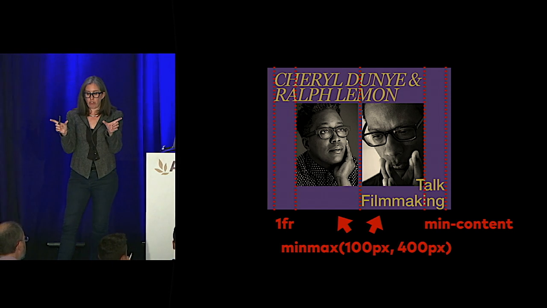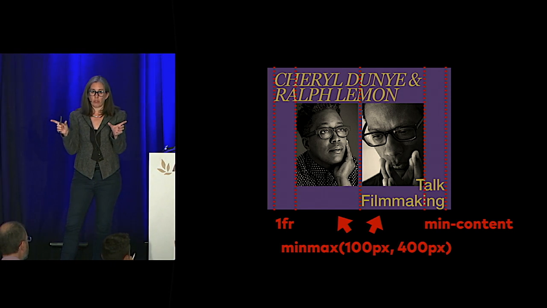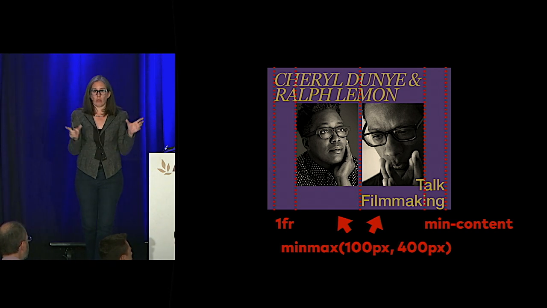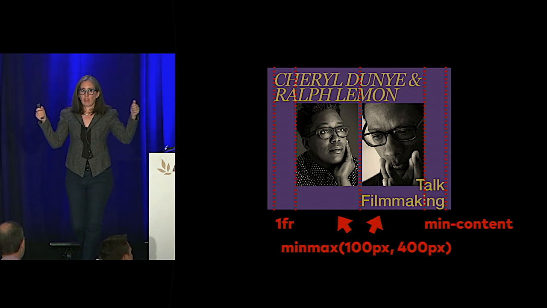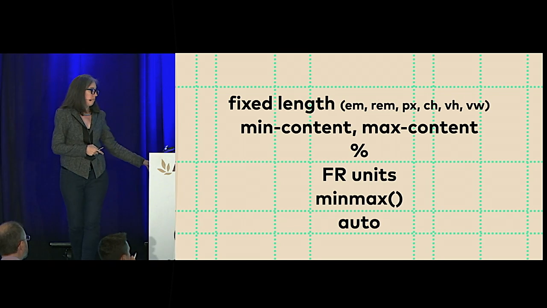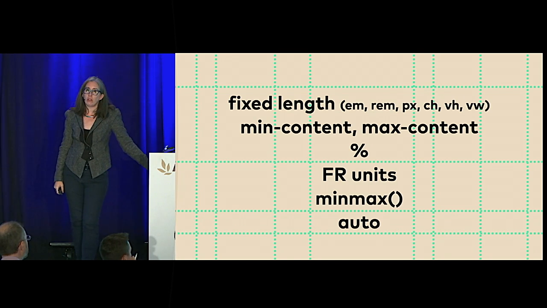And then I gave the images a min-max of 100 pixels to 400 pixels. So they stay pretty big at 400 pixels for as long as possible, but then when there's really no space left, they start to shrink. And they shrink later than the 1 FR will shrink. It's a way in which the space that's available gets distributed at different rates to different parts of the page itself. There's all these different possibilities when you define grid rows and grid columns.